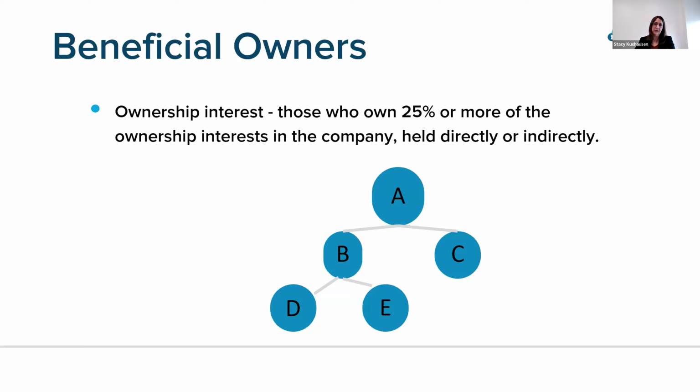So as a practitioner, you might need to calculate the percentage of ownership interest held directly or indirectly for certain client investments, especially if you start to have tiered entity structures. So in the example on the screen, we might need to calculate, or we will have to calculate, if the person who owns entity E owns 25% or more ownership in company A. So as you can see, they start to get pretty complex pretty quickly.